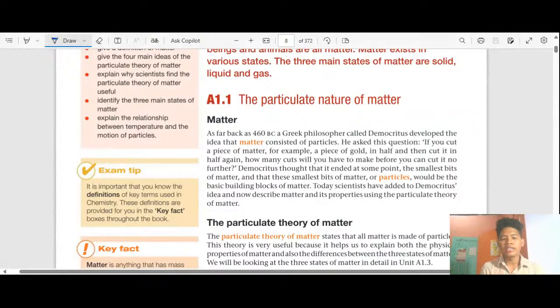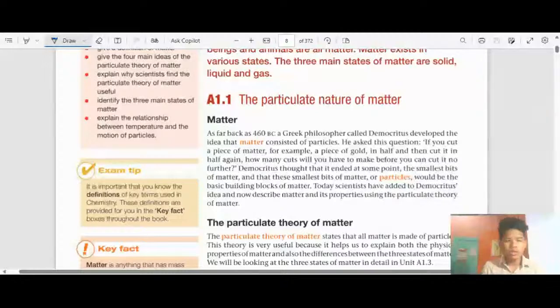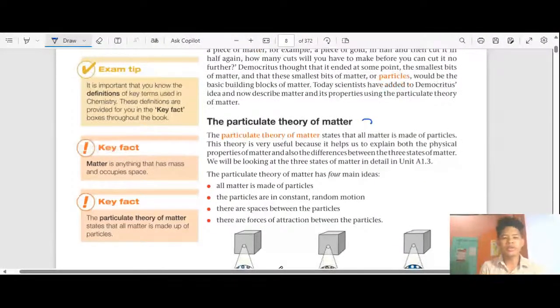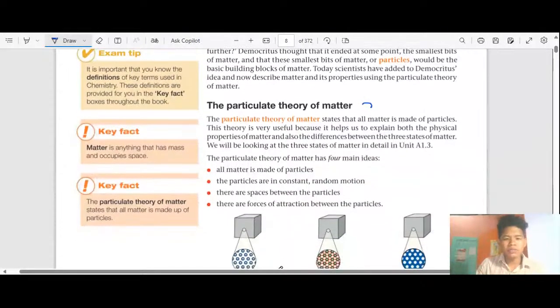Today, scientists have added to Democritus' idea and now describe matter and its properties with the particulate theory of matter. So now let's go into the particulate theory of matter. The particulate theory of matter states that all matter is made of particles. This theory is very useful because it helps to explain both the physical properties of matter and also differences between the three states of matter, namely solid, liquid, and gas. Now let's look at what it means by that.